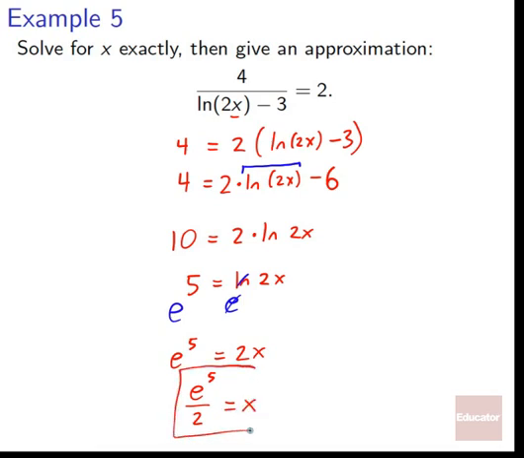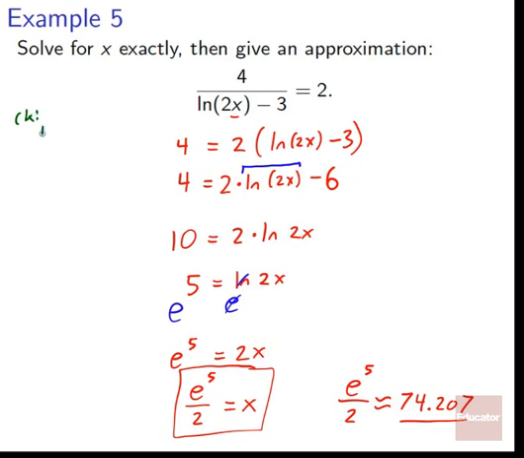That's our exact answer, right? e to the 5th over 2. Now, e is this complicated irrational number. It's not exactly a decimal number, but sometimes we want a decimal approximation because that makes it easier for us to work with things. So e to the 5th over 2 is the exact answer. That's what it is precisely. But if we want an approximate answer, e to the 5th over 2 winds up being approximately 74.207.